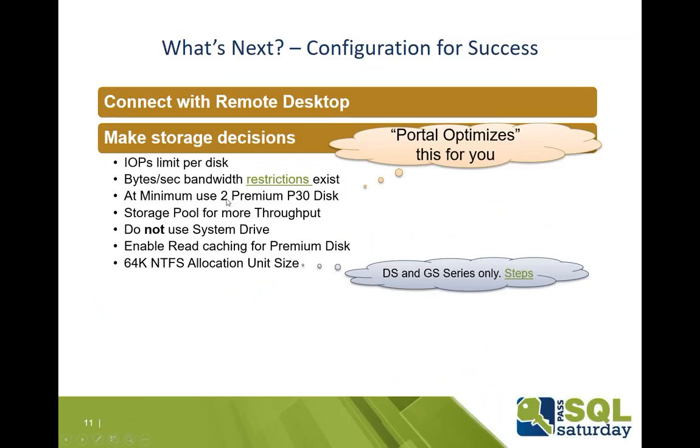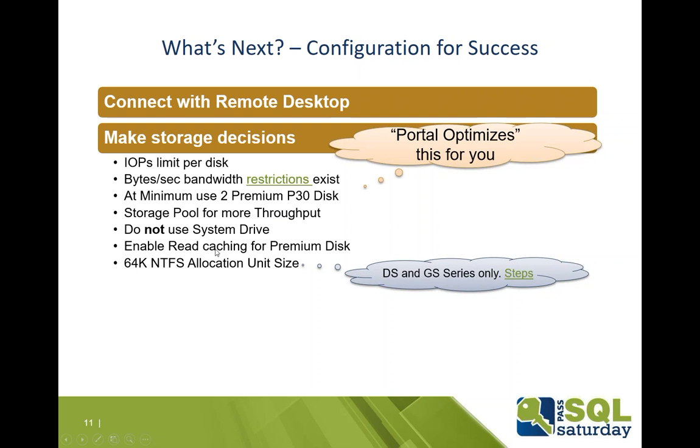And make sure you have a minimum of 2 premium disks, P30 disks, which will give you 2 terabytes of disk, and it'll give you 5,000 IOPS of throughput with less than 10 milliseconds latency for read and 10 milliseconds for write. And ensure you use a storage pool. This is a concept called storage spaces, which is a Windows 2012 feature where you can pool a set of disks and make it one logical volume, which will help you to achieve a higher throughput capacity than a single disk.